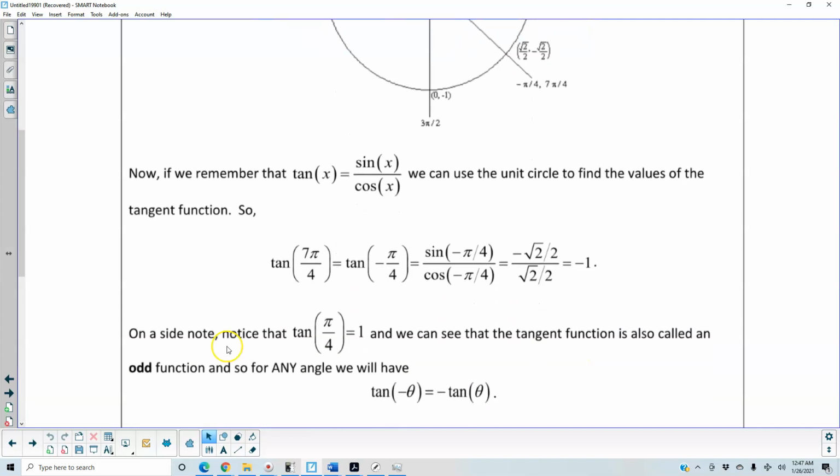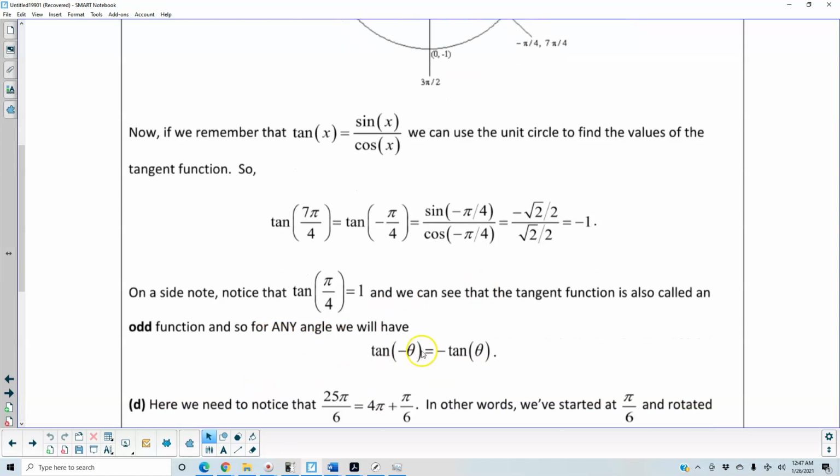And then also on a side note, notice that tangent of pi over 4 is equal to positive 1. And we can see that the tangent function is also called an odd function. And so for any angle, we will have tangent of negative theta is equal to the negative times the tangent of theta.